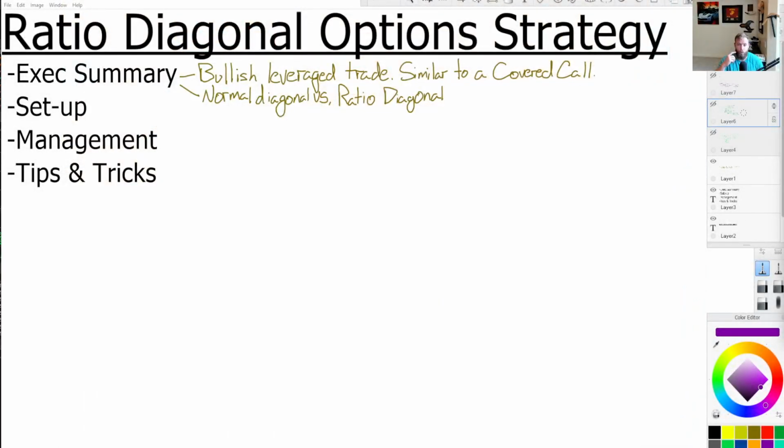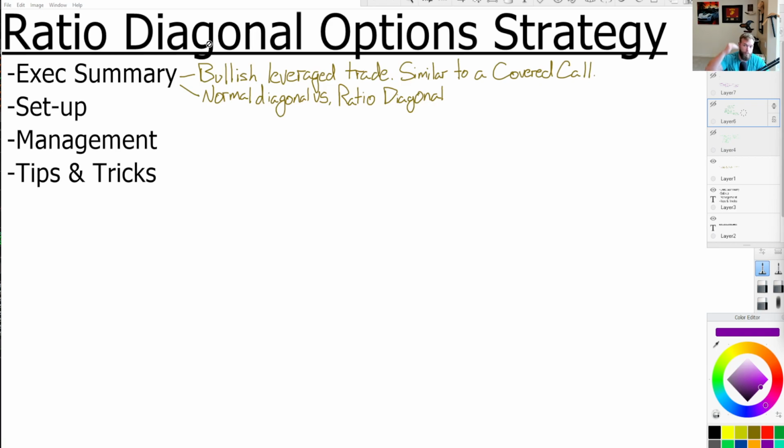So let's do a quick overview of what is a diagonal in general, and then what is a ratio diagonal. In short, a diagonal is very, very similar to a covered call. The main difference is instead of using long stock, you use long calls. That's pretty much it. It's also similar to a calendar in that it's typically across different expirations. However, it's different than a calendar because it's not typically at the same strike for the long call to short call.